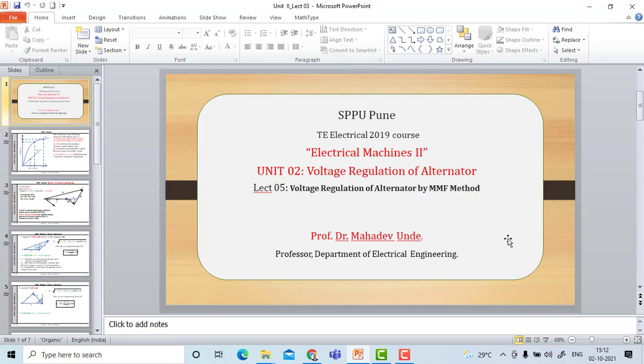In a previous video lecture, we have learned the voltage regulation of alternator by EMF method, and the results obtained are somewhat higher than the actual values, and therefore this method is also known as the pessimistic method. In today's lecture, we are going to learn the MMF method, also known as the ampere turn method or Rutherford method, of finding the voltage regulation of alternator.